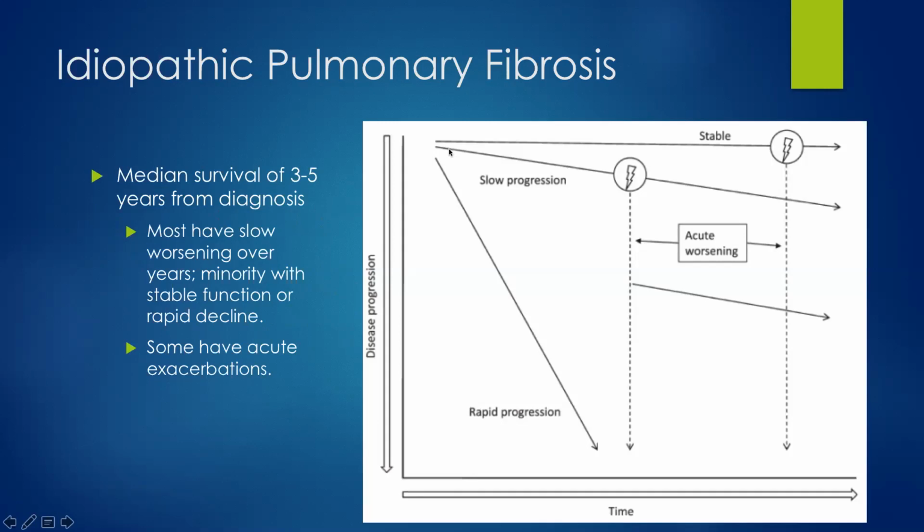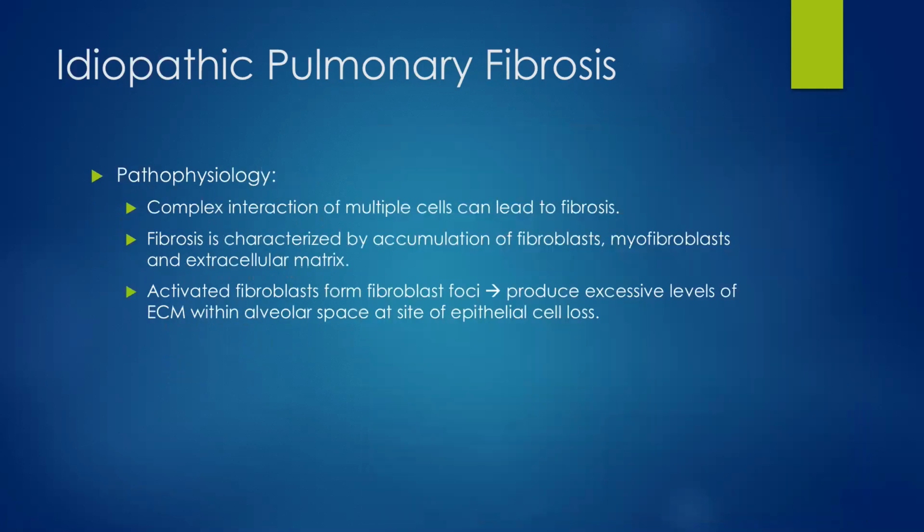Some rapidly just get worse and worse until they die very quickly. A really crappy part with IPF is that people can get what are called acute exacerbations. So that's the lightning bolt. Sometimes it can be triggered by an infection, so they get a cold or a pneumonia, and that infection or episode causes their lung function to deteriorate a lot. The pathophysiology of IPF is very complicated. There are multiple cells involved, and the end pathway is that it leads to fibrosis.